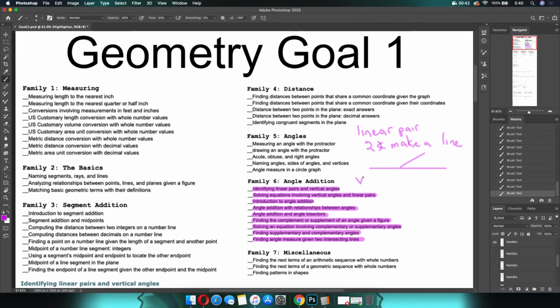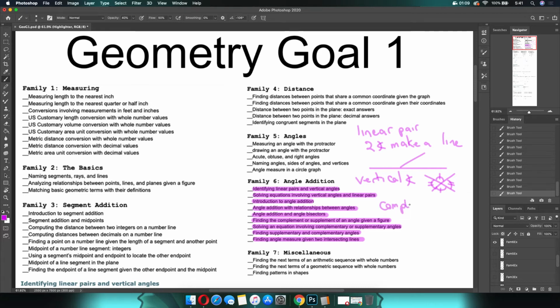Next up, we have vertical angles. Those are hard to define because I have a lot of kids who have trouble with it. But what you're looking for is two intersecting lines. There's an angle that's across, and another angle that's across. Those are vertical angles. Then the next two words I have to give you are complement and supplement.